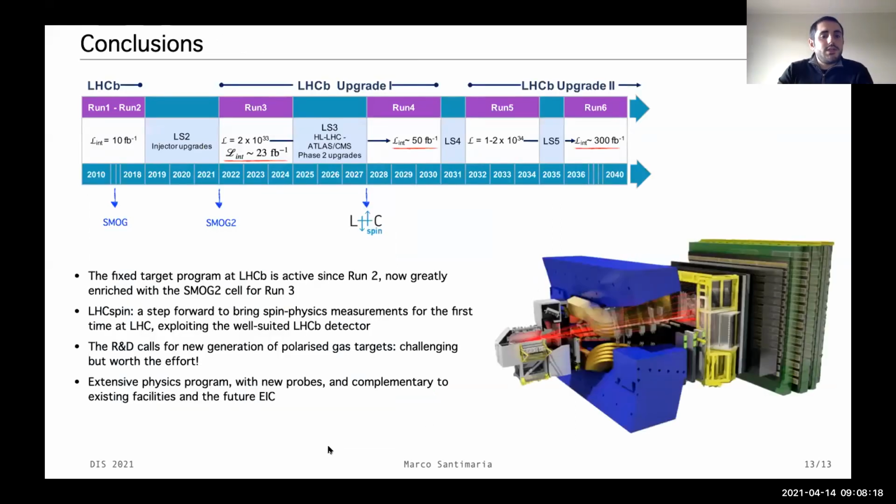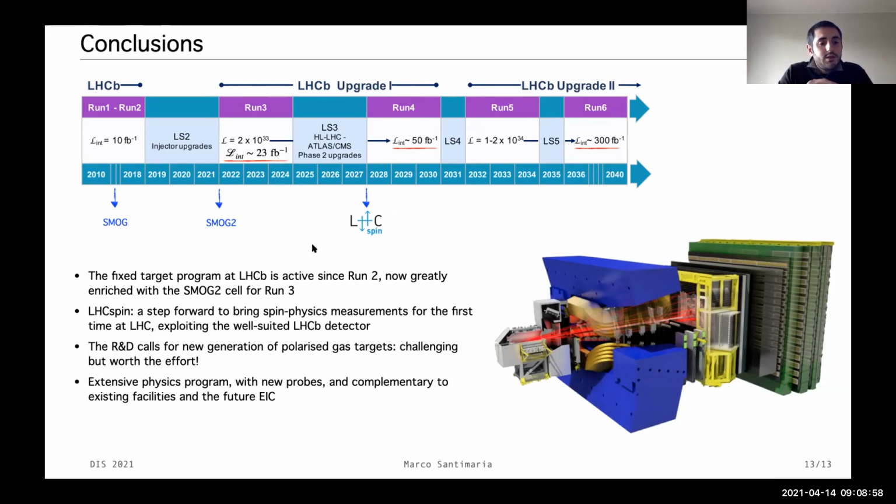Right, concluding, in this timeline I just summarized the fixed target program of LHCb. SMOG1 starting from 2015, then SMOG2 to take data with the LHCb detector from next year, and then LHCspin for Run 4. In general, the fixed target program is very active and now greatly boosted with the SMOG2 cell. With LHCspin, we want to take this a step forward and achieve for the first time spin physics at the LHC, exploiting the LHCb detector, which is well suited for this purpose.